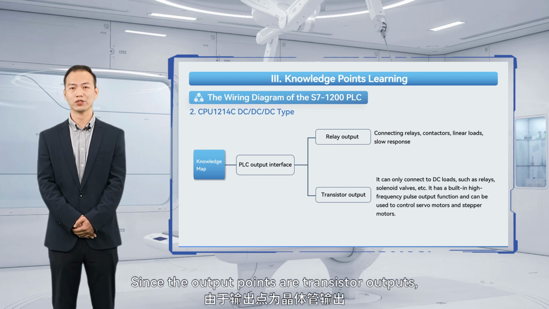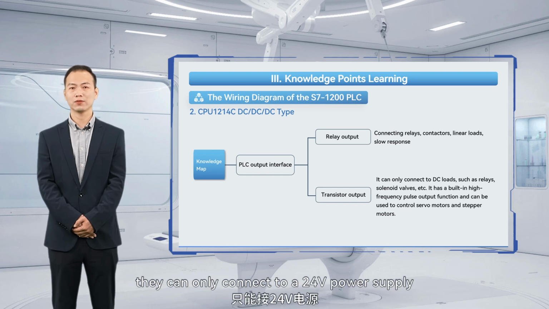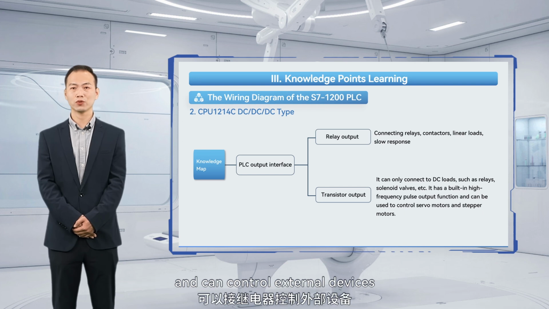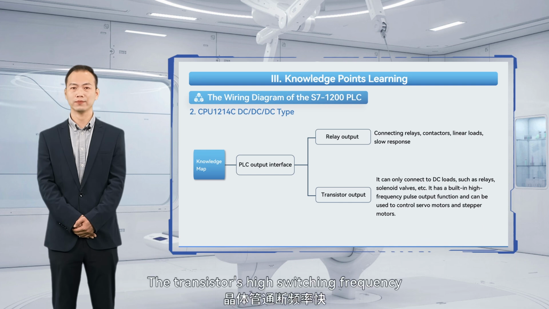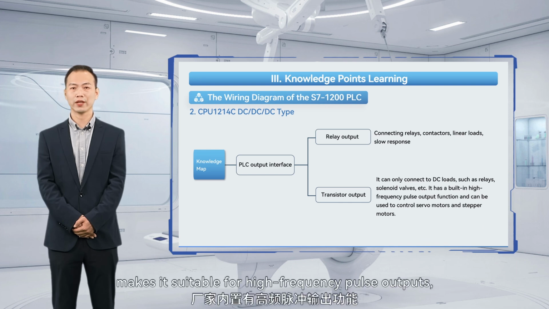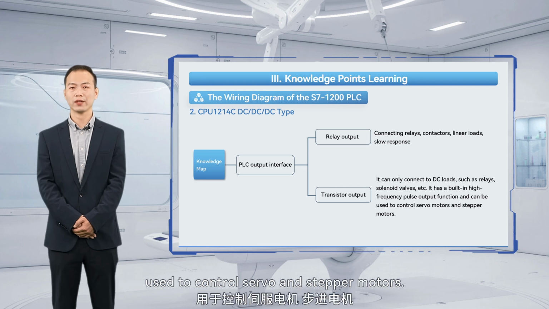Since the output points are transistor outputs, they can only connect to a 24 volts power supply and can control external devices through relays but cannot directly drive contactors. The transistor's high switching frequency makes it suitable for high-frequency pulse outputs, used to control servo and stepper motors.